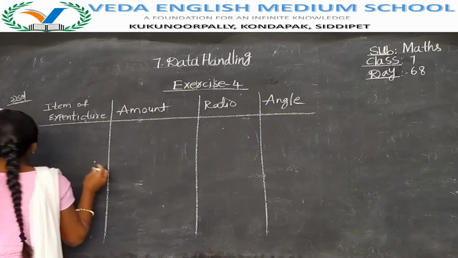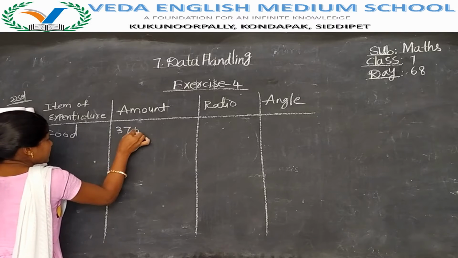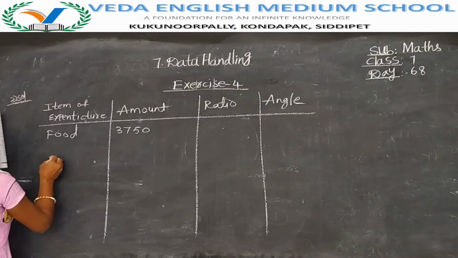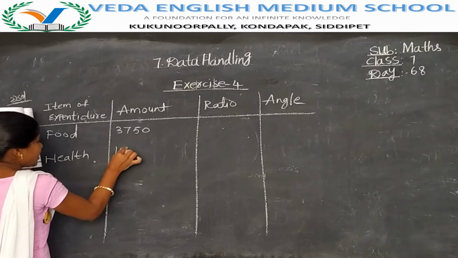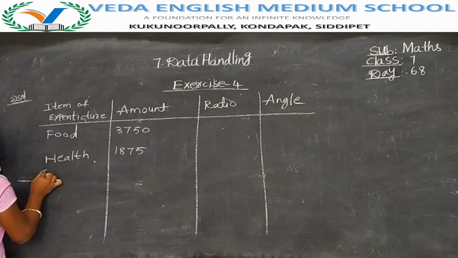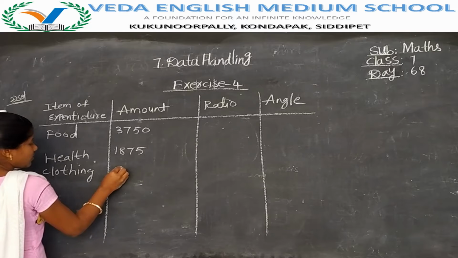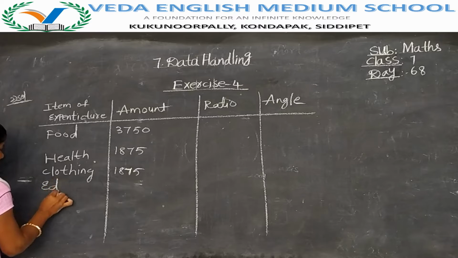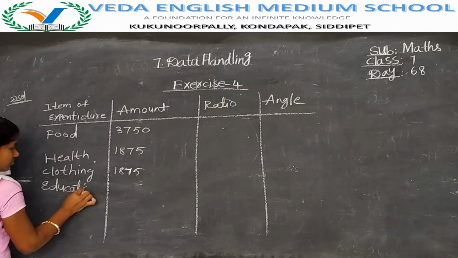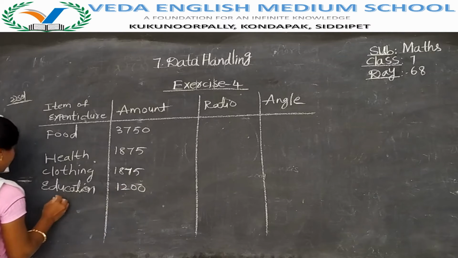First item of expenditure: food. For food they are using 3,750 rupees. Next, health: 1,875. Clothing also 1,875. Education is 1,200. Saving 7,500.